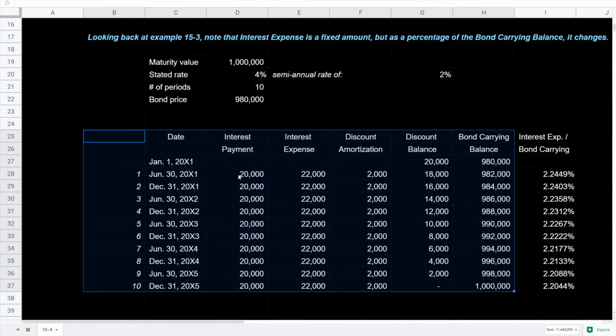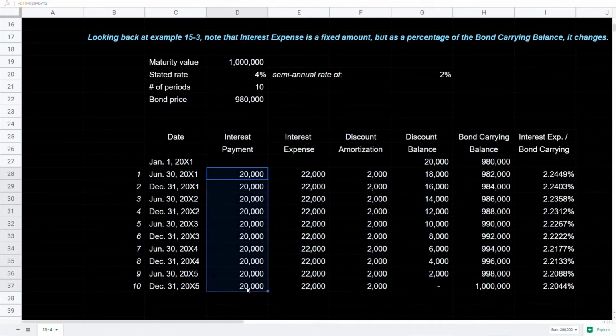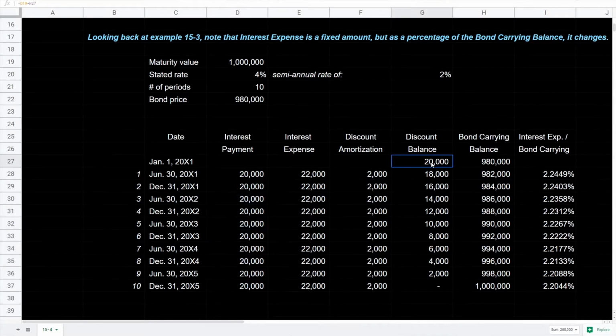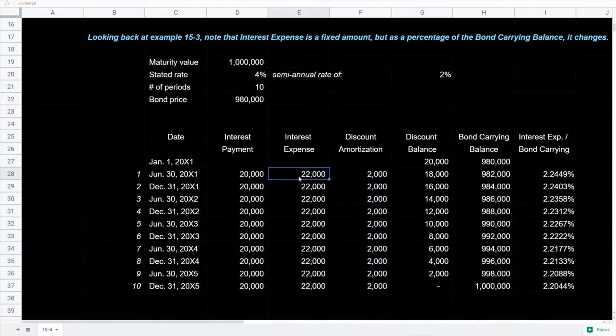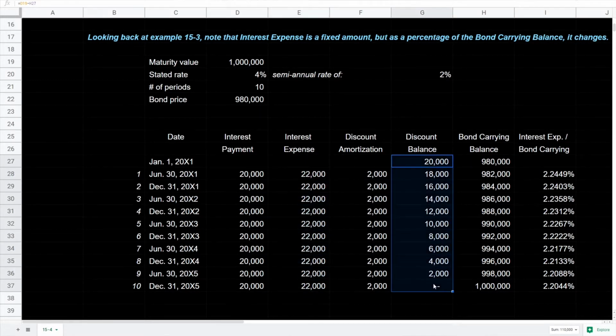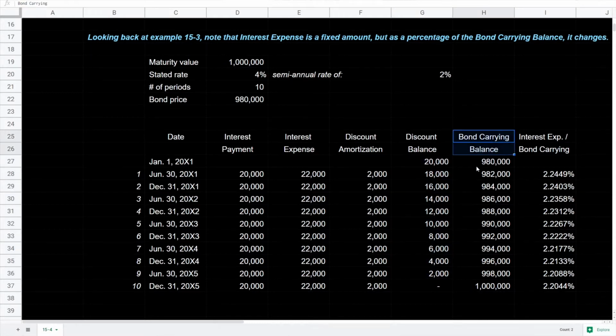We can see that the interest payment was a fixed $20,000 every period. The discount balance started off at $20,000 and was evenly allocated to each and every period thereafter. In other words, a straight line amortization was used. That means that the interest expense was a fixed amount each and every period. The discount balance went down to zero. The bond carrying balance began at $980,000, and by the end of the life of the bond, we had worked our way back to the maturity value.